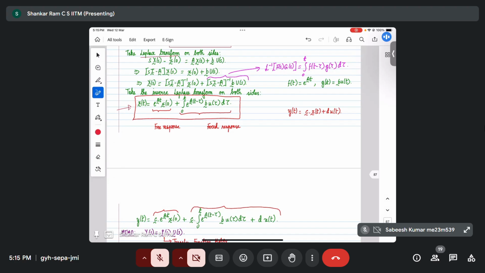Essentially, if we look at free response, you need to remember that the free response of the system is due to the initial condition of the system. That's why you can see that x0 comes into play. The forced response is due to the input that we apply. So that's the best way to understand.